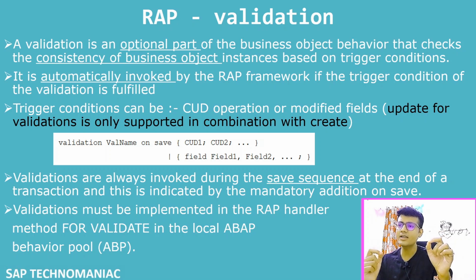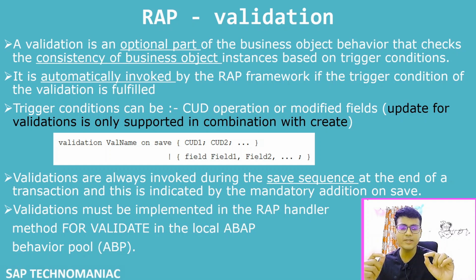So a very important thing is how to define the validations. This is the syntax. We have to give the validation keyword and the validation name, and it is always triggered during the save sequence. So it is on save; we can't write on modify because there is no validation during the modify sequence, or we can say the transition phase. We only have validation during the save sequence.